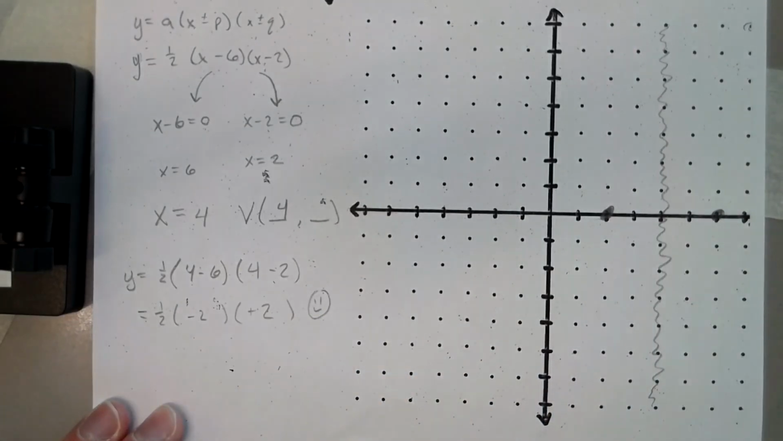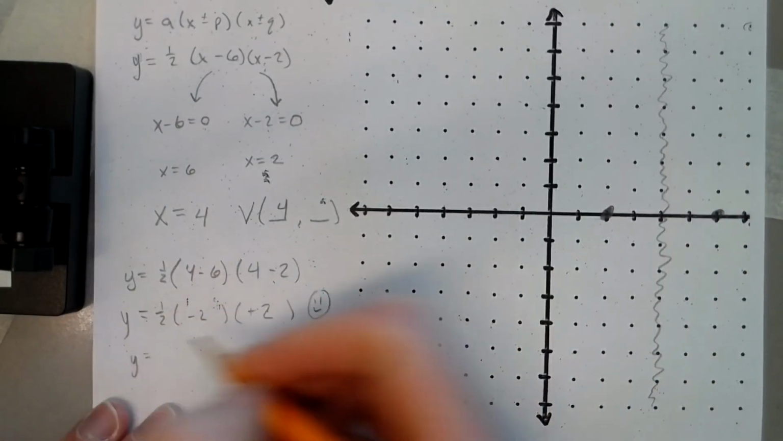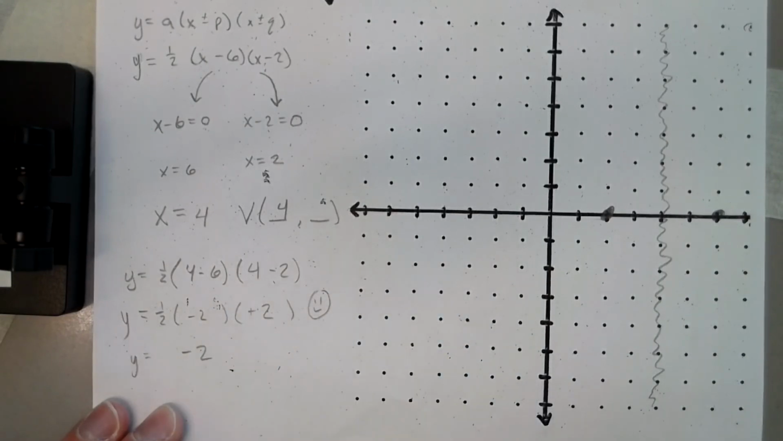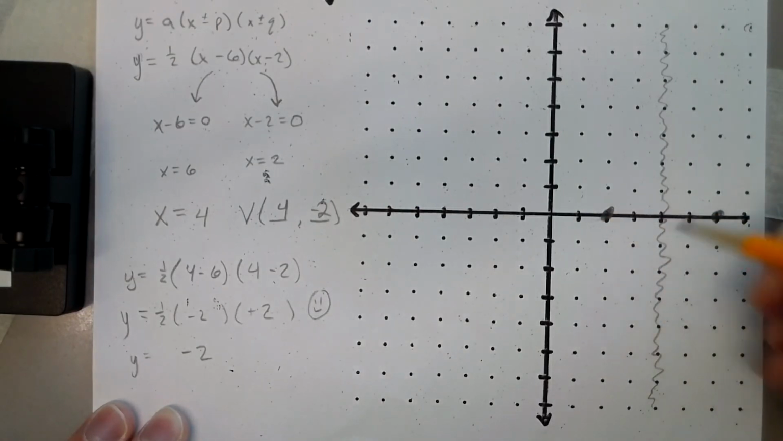Just going to multiply through. I get y equals -2. So I know I have a vertex of 4, -2.